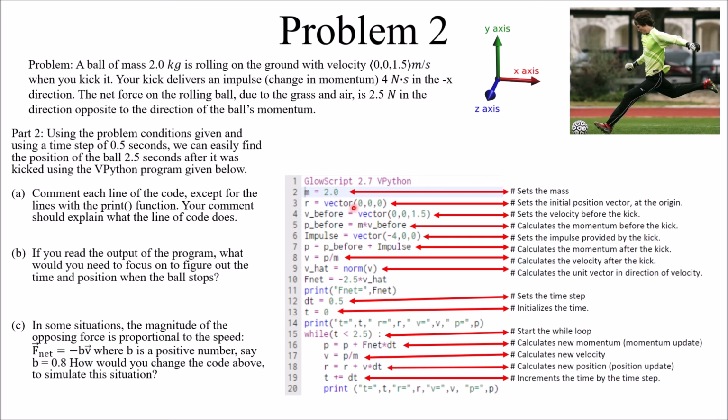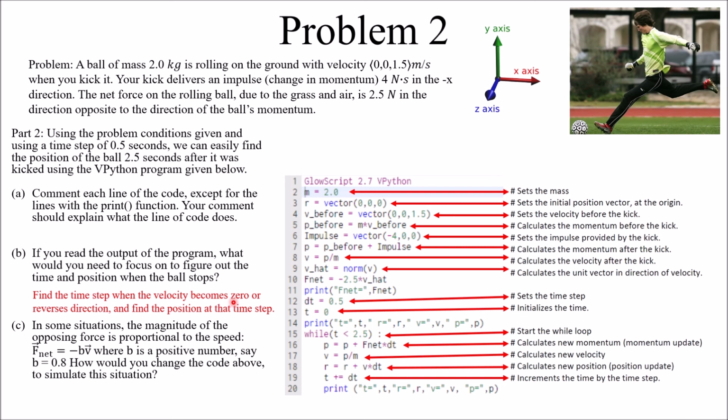And the nice thing about this is that once you run the program, it'll basically solve everything for you, and it'll give you pretty much all the answers that you want, which is awesome. And so the next problem here: if you read the output of the program, what would you need to focus on to figure out the time and position when the ball stops? Well, you would want to find the time when the velocity is 0, because that's when you know it stops.